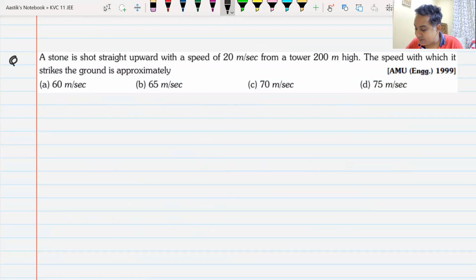Question number one. Let's see if you can get me the answer for this one. A stone is shot vertically upwards with a speed of 20 meters per second from a tower which is 200 meters high. What is the speed with which it will strike the ground? I'm on the top of a tower that is 200 meters high. I throw a stone vertically upwards. With what velocity is it going to strike the ground? That is the first question that we are asking. I'll give you 1 minute, 2 minutes to solve this.